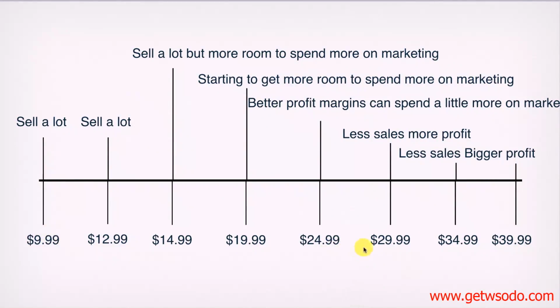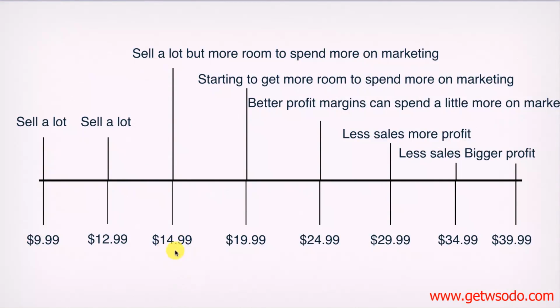If you have a $9.99 product, if that's what you're selling it for, we're not talking about how much the product costs. These are the prices that I generally use on my stores. So if you're selling a product for $9.99, you have to sell a lot, or you're not going to make a lot of money. The next, $12.99, you also have to sell a lot, otherwise you're not going to make a lot of money.